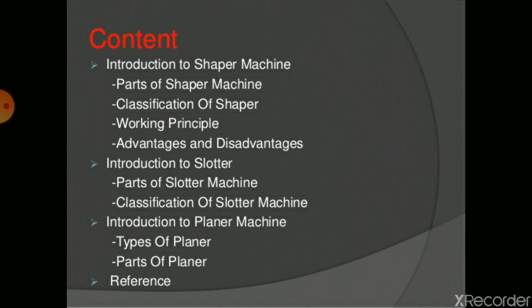Today we are going to discuss the shaper machine, planer machine and slotter machine. I am Vivek Babele, Assistant Professor, Oriental Institute of Science and Technology.